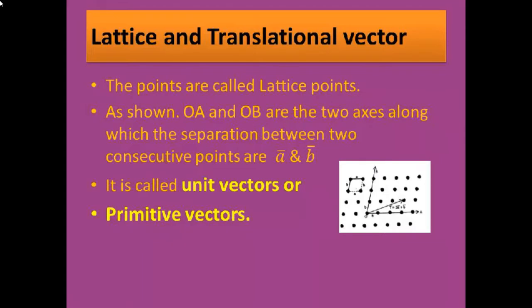There you can see OA and OB. OA and OB are the two axes along which the separation between two consecutive points is represented by A bar and B bar respectively. They are called unit vectors. Very important, they are called unit vectors, or primitive vectors. Another name for unit vectors is primitive vectors.